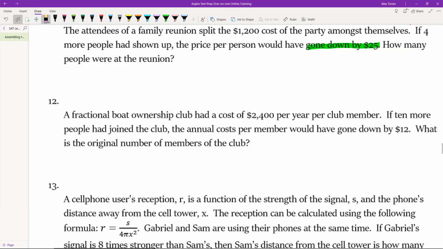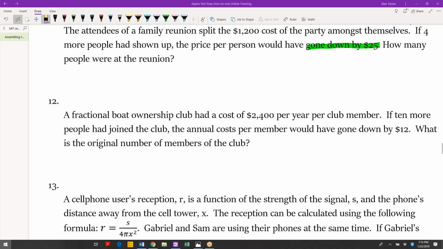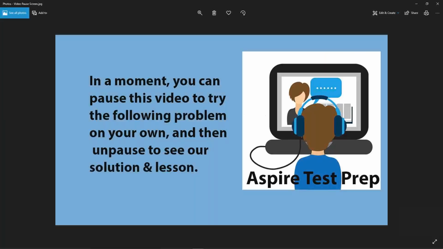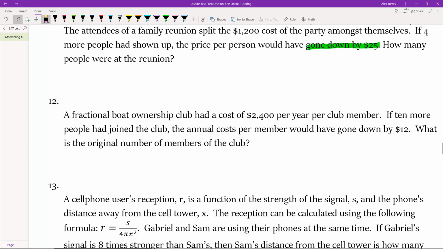And as we've been saying, you can pause the screen and go ahead and try the question on your own, and then look at our solution so you can see if you're really getting it. So here, the original cost for the fractional boat ownership club, which I'd love to be a part of at some point in my life, is 2,400 divided by the number of people.